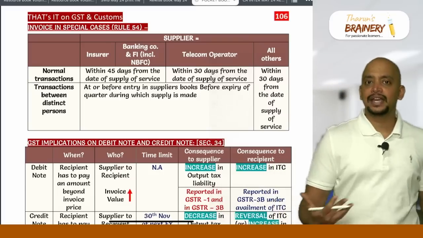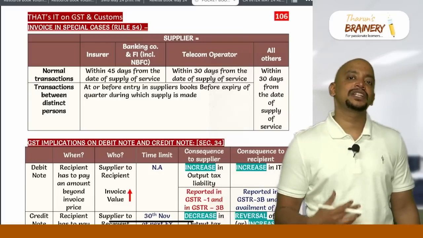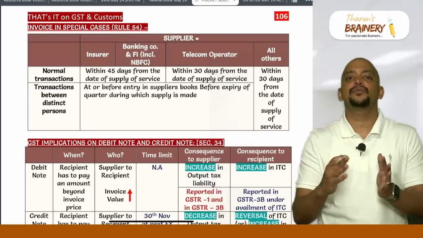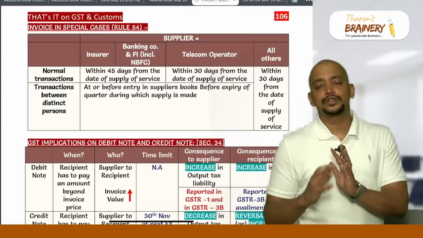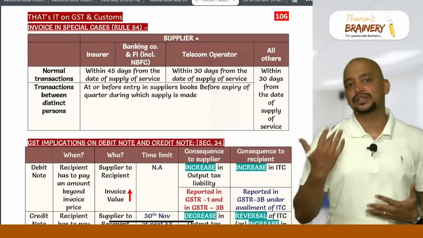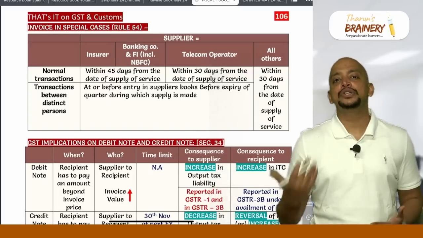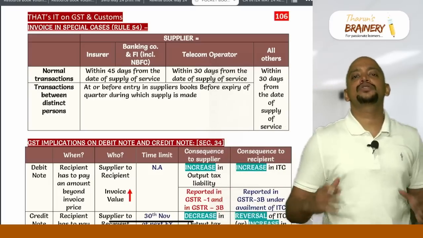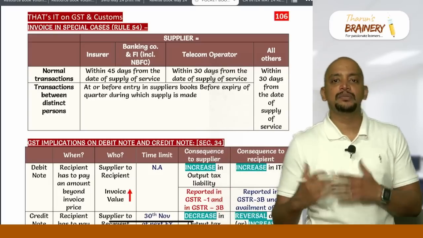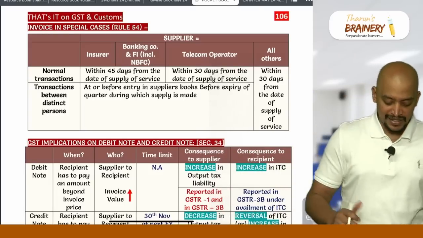Also in case of banking companies, there is an additional advantage for them, that is, they can make a consolidated invoice at the end of the month. So monthly also they can make a consolidated invoice, like a credit card statement, rather than giving the invoice immediately as and when you use the credit card. They will accumulate all those transactions and at the end of the month they will be preparing a credit card statement. So that facility is there.